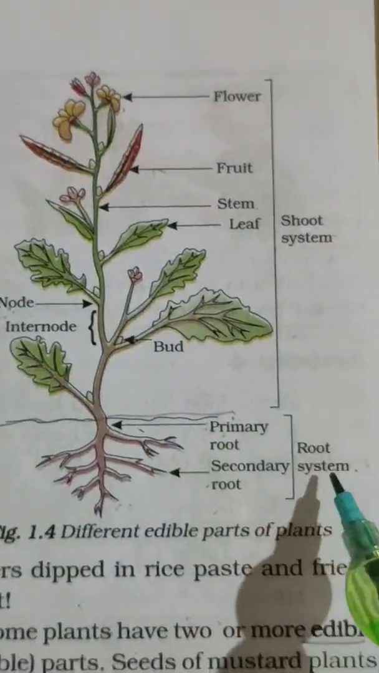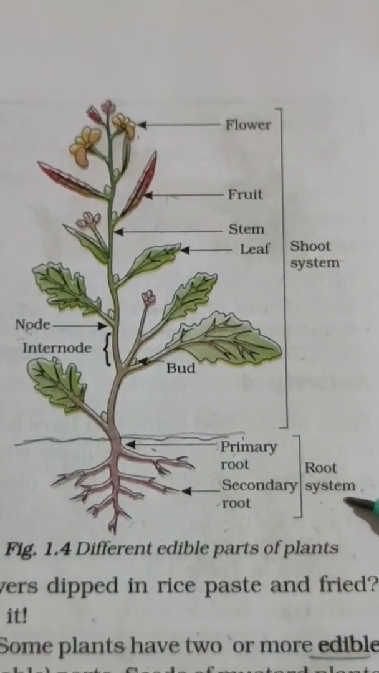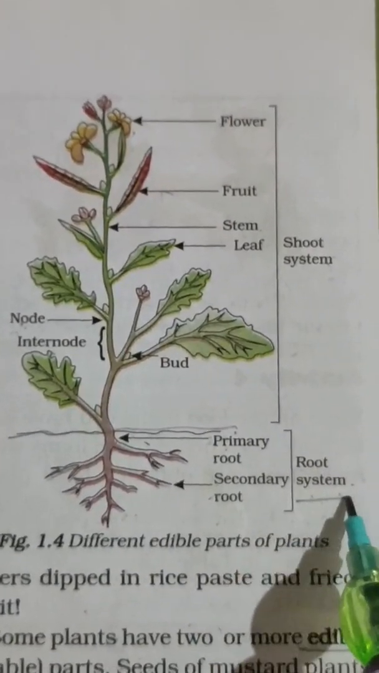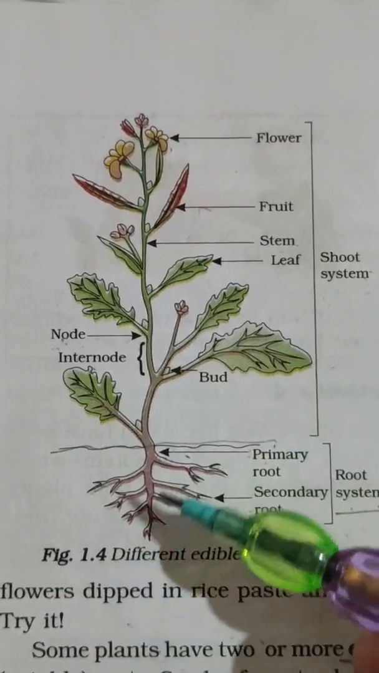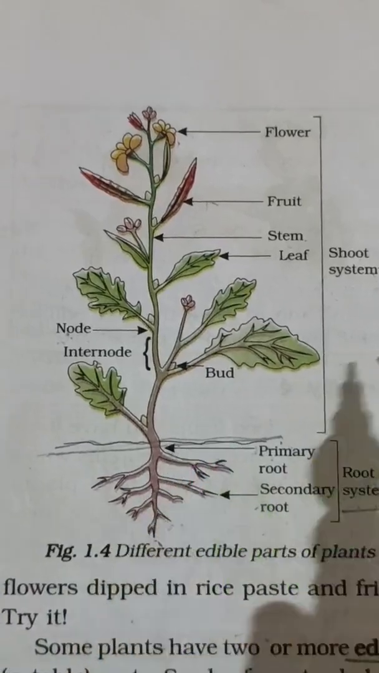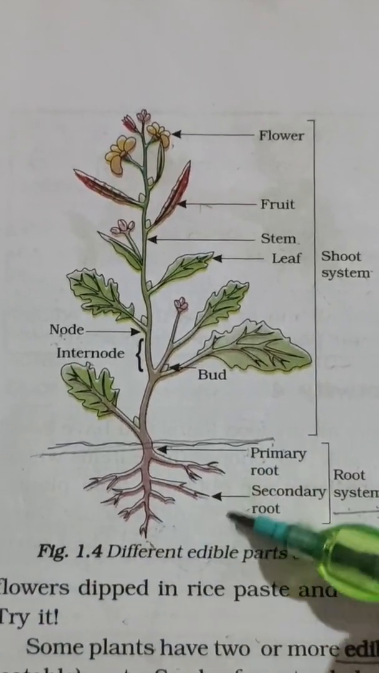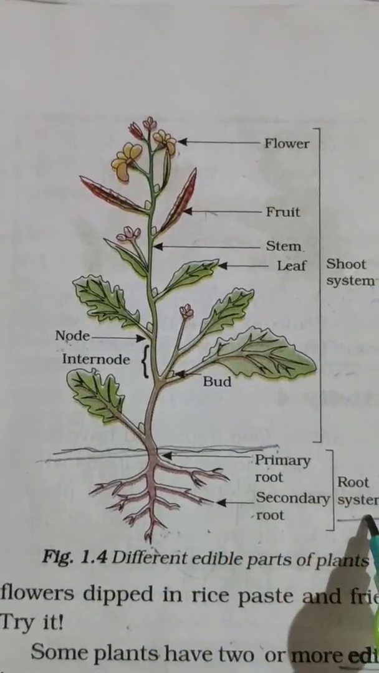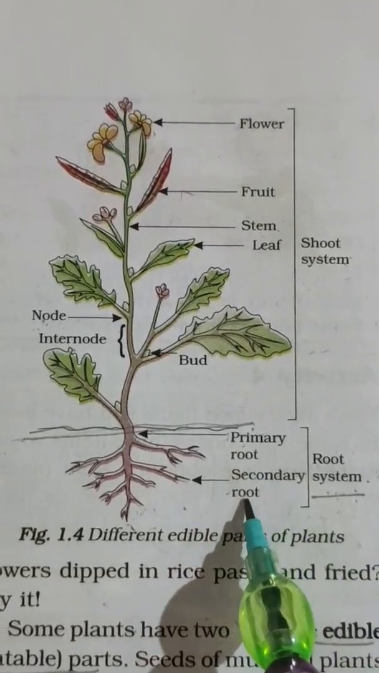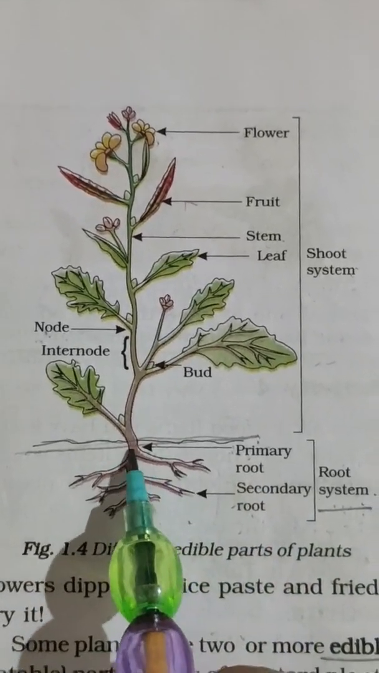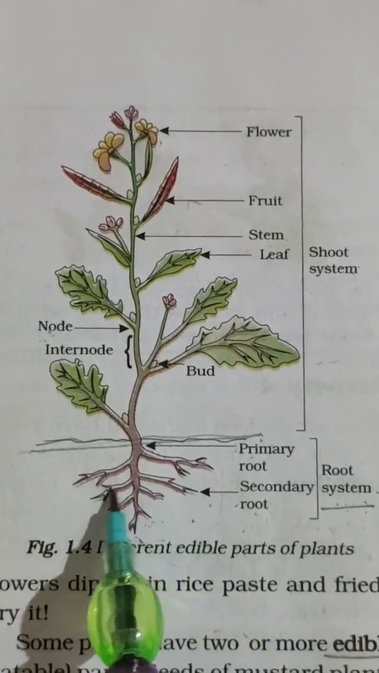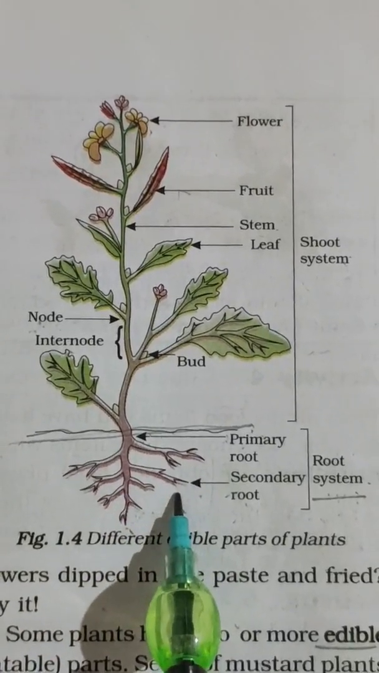When we see this plant, we have two more terms, that is the root system and the shoot system. So what is root system? Root system means whatever parts of a plant grow below the ground. So this is the ground, and whichever parts of the plant grow below the ground, of course that is the root. So that is called the root system. In the roots we will find two types of root, primary root and secondary root. The initial one which grows is called the primary root, and these small roots here are called secondary roots.